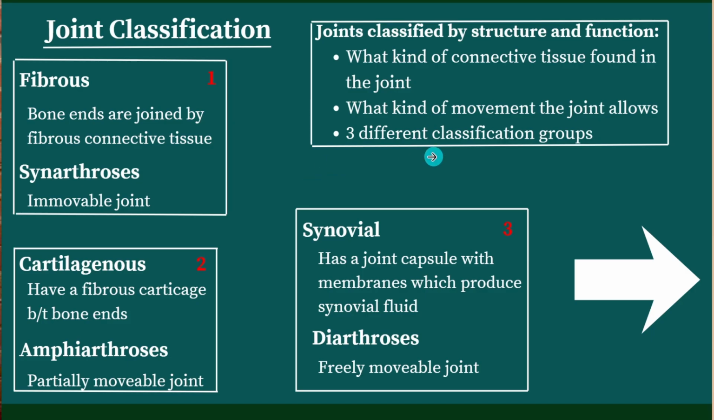So the first one, I just wrote three different classification groups. They're not always, but usually, associated with each other. A fibrous joint is also a synarthrotic joint. A fibrous joint is where bone ends are joined by fibrous connective tissue, okay? And then usually cartilaginous joints have fibrocartilage between the ends and are partially movable, which means amphiarthrotic.